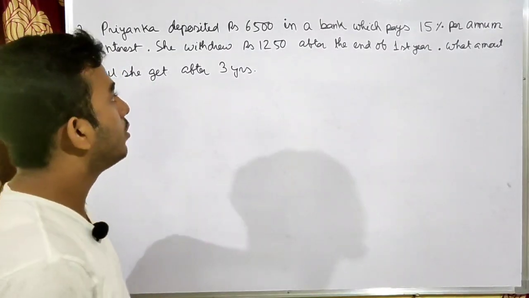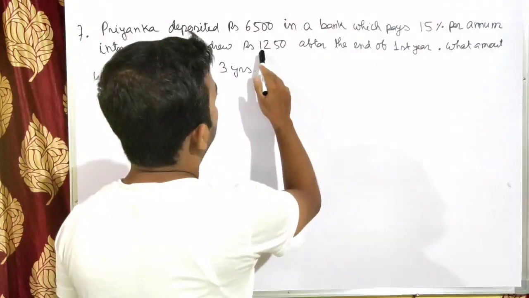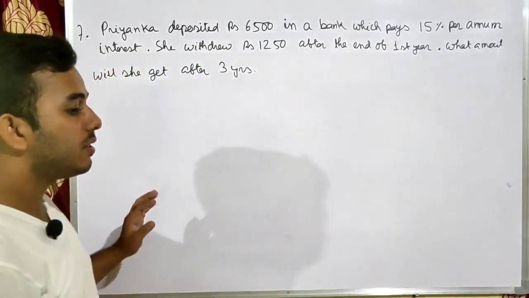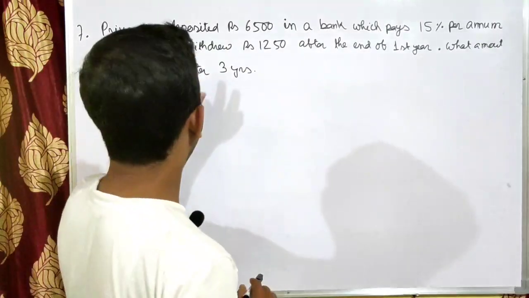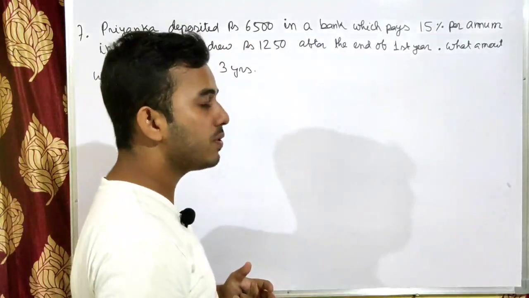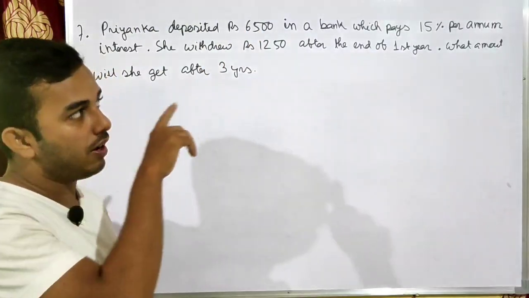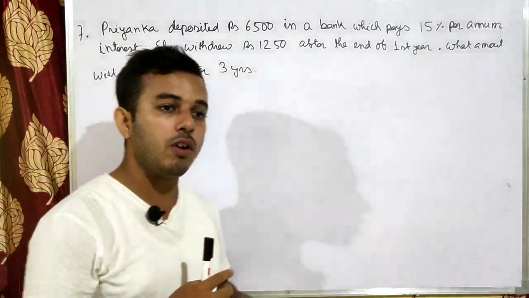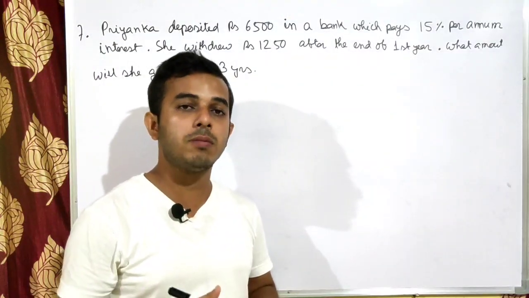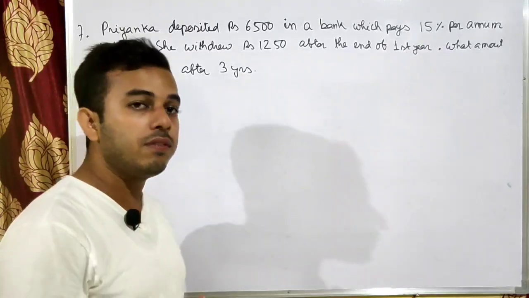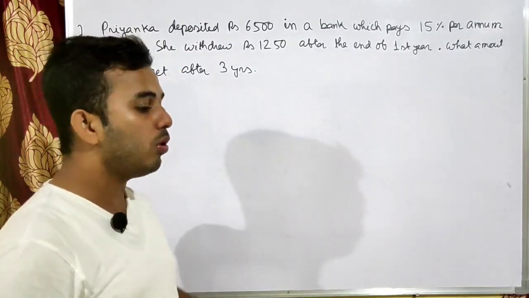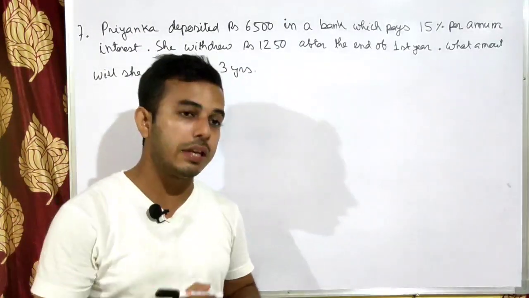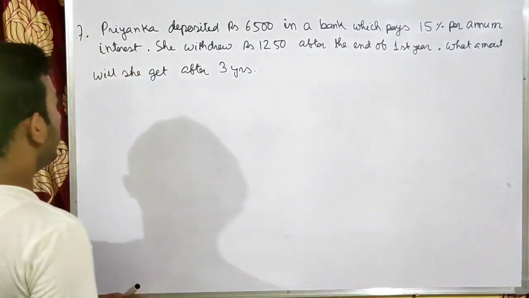So here what is the difference? Look, this is the difference. She withdrew rupees 1,250 after the end of first year. That is, she has deposited 6,500 rupees for 3 years in a bank at an interest rate of 15% per annum. Before completing the term of her deposit, she withdrew rupees 1,250 after the end of first year. So we have to now find what will be the amount she will get after the end of 3 years. Okay, so look at the board.